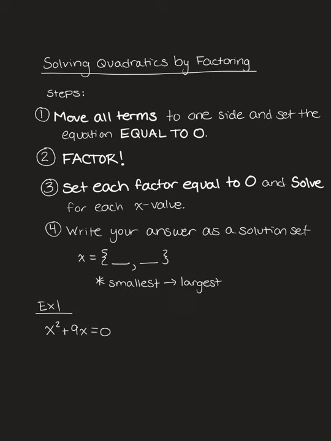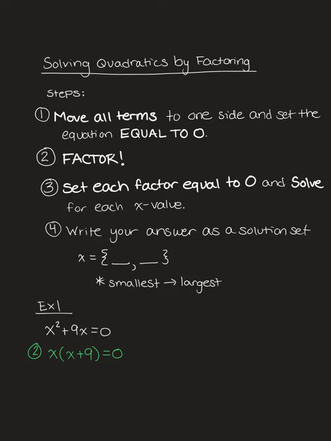So let's look at an example here. We have x squared plus 9x equals 0. So move all terms to one side and set the equation to 0. This equation is already equal to 0, so now we do step 2, which is factor. So we can factor out a greatest common factor of x, and we are left with x plus 9.